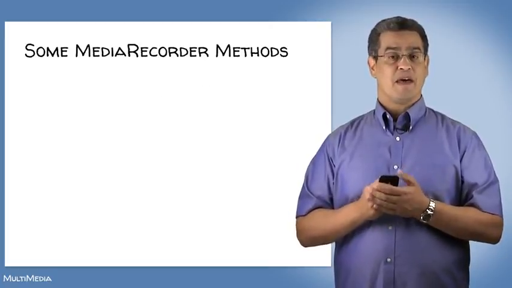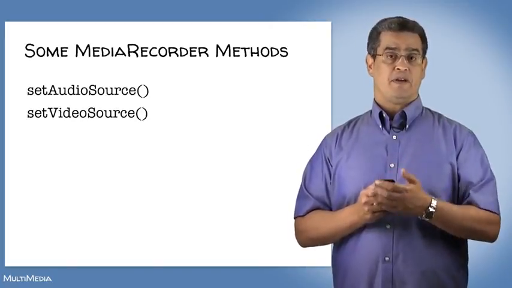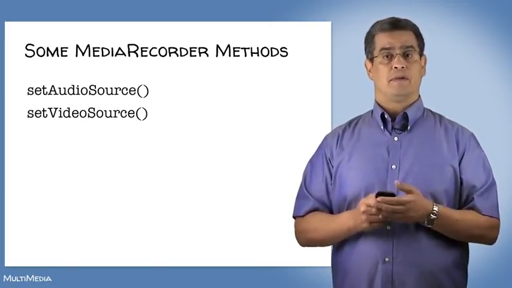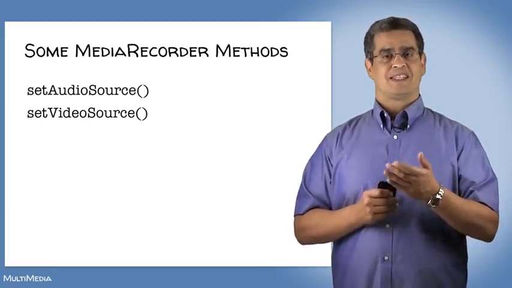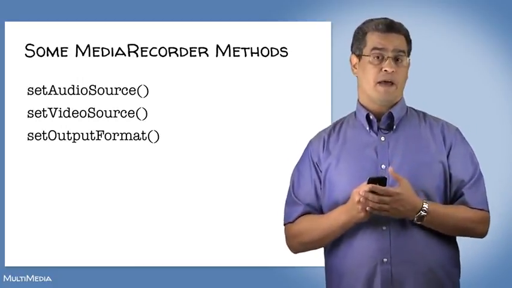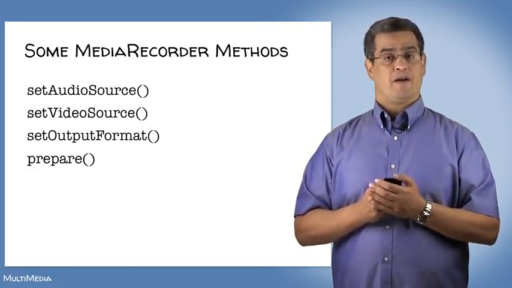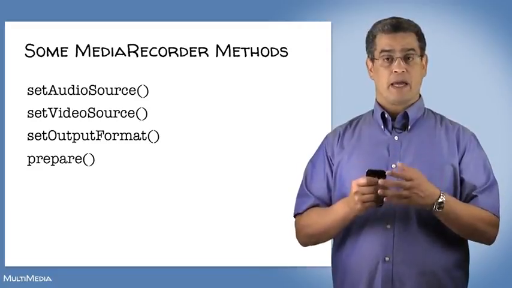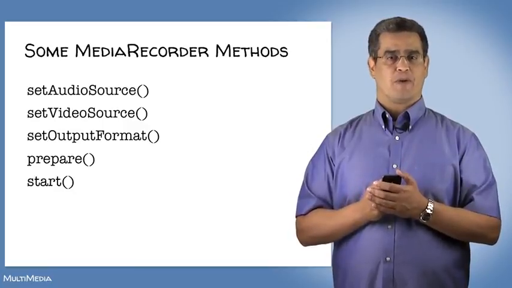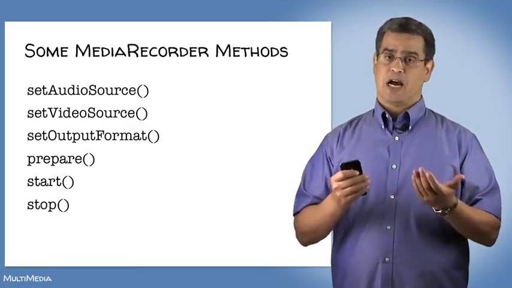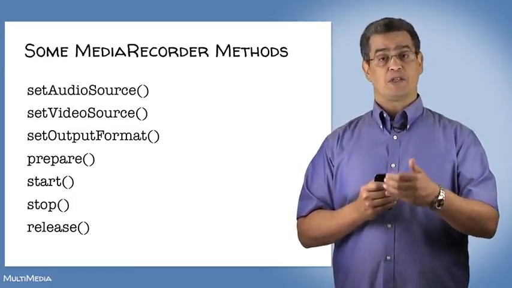Now, some of the MediaRecorder methods that you'll likely use include setAudioSource and setVideoSource, which set the source of the input, such as the microphone for audio or a camera for video. setOutputFormat, which sets the output format for the recording, for instance, MP4. prepare, which readies the recorder to begin capturing and encoding data. start, which starts the actual recording process. stop, which stops the recording process. And release, which releases the resources held by this MediaRecorder.